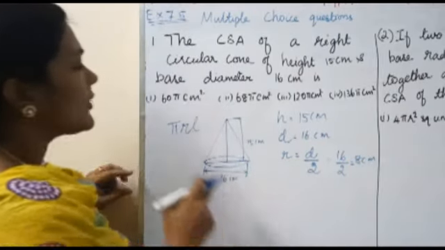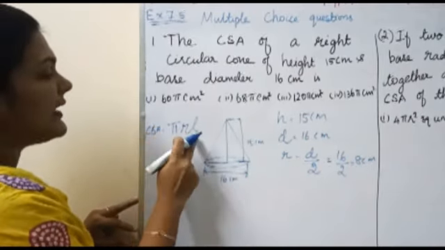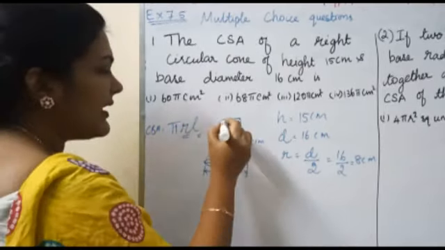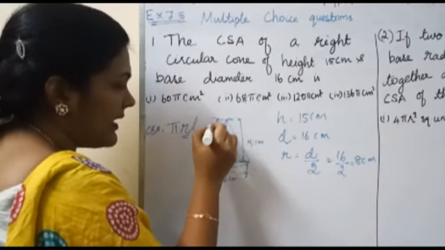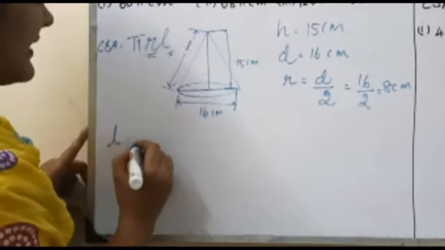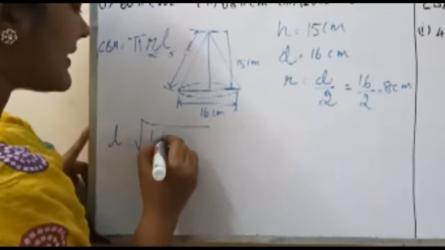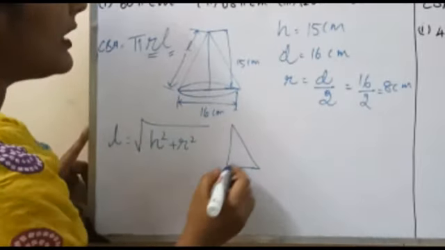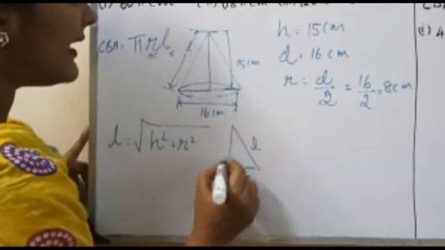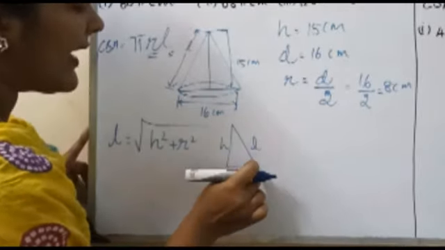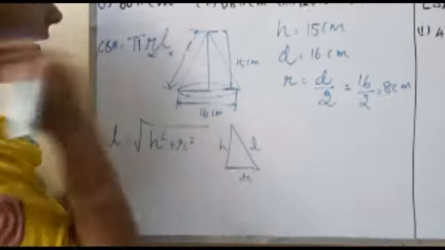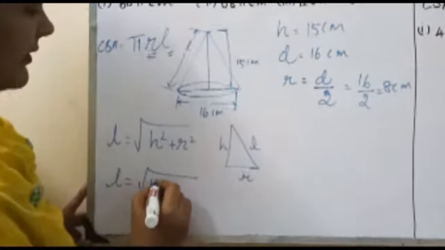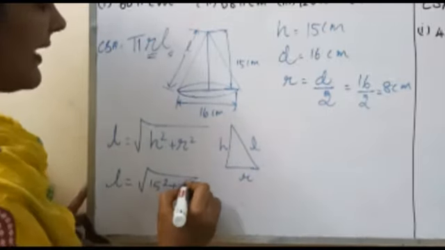Okay, ma? To calculate curved surface area, you need L, because we have radius but we don't have L. L is what? L is the slant height of a cone. So slant height L is equal to square root of h square plus r square. We already derived all these things. It is like a right angled triangle. So this is L, this part is radius, this is h. So hypotenuse square is equal to h square plus r square. L is equal to square root of, our height is 15 square plus r, radius is 8 square.